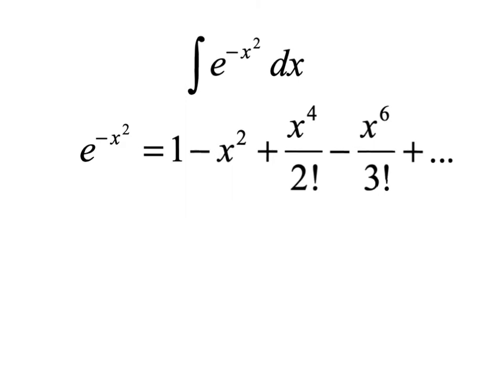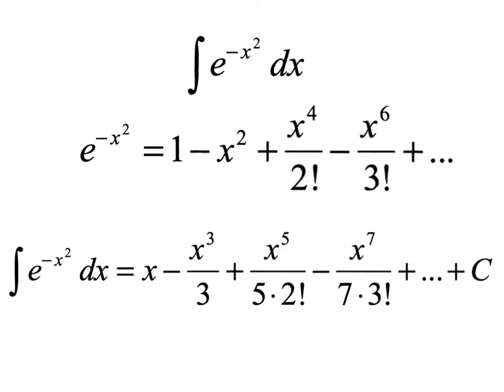So the integral of this side, which is equivalent to e to the negative x squared, would look something like this. The antiderivative of e to the negative x squared would go to x minus x cubed over 3 plus x to the 5th over 5 times 2 factorial minus x to the 7th over 7 times 3 factorial. Of course, this just keeps going on into infinity, and then you have plus the constant at the end. That is just one example of why expanding something into a polynomial would make our work a lot easier.